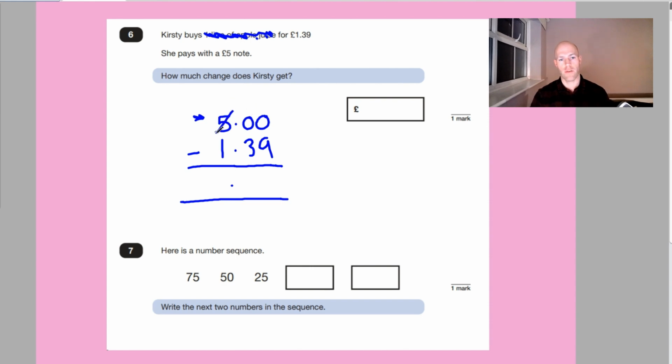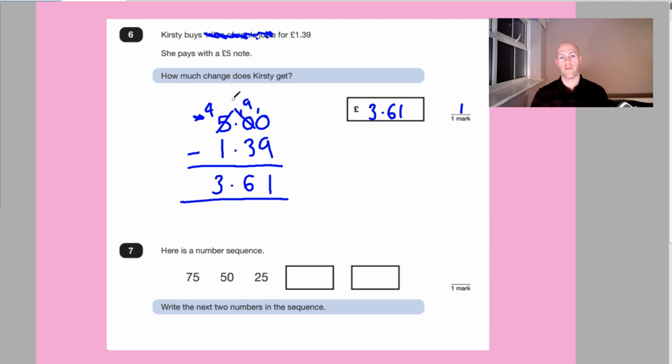So I need to exchange from here, 4. Convert that into 10. Still, 0 take away 9. Can I do that? No. So I need to exchange again. Do it in each individual step. 10 take away 9, 1. 9 take away 3, 6. 4 take away 1, 3. £3.61.